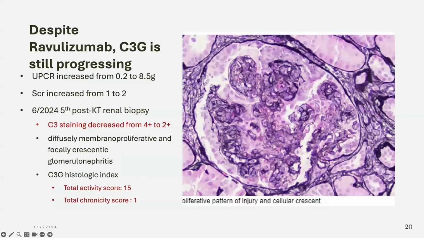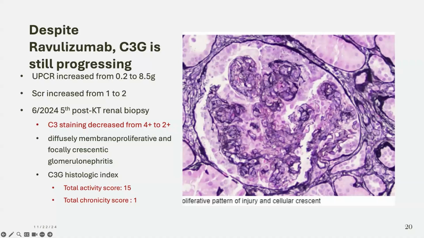This is the latest graft biopsy result, which is also this patient's 5th graft biopsy. Sadly, after 3 years of ravulizumab, his recurrent C3G still progressed. Proteinuria increased to 8.5 gram, creatinine increased to 2. C3 staining decreased from 4+ to 2+. Demonstrated again, decreased C3 staining is not necessarily related to improved renal function.